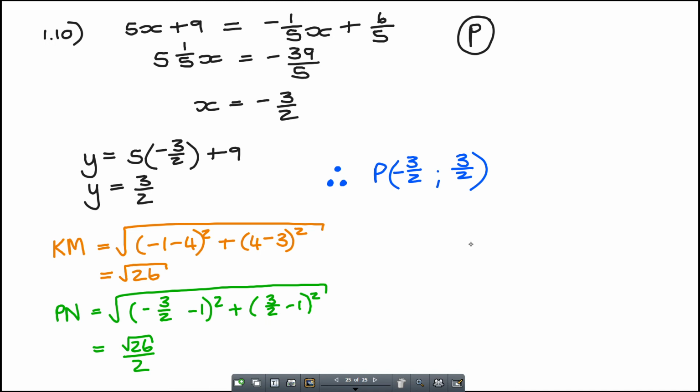Okay, en nou van daar af kan jy gaan sê, dis Km gaan wees equal to 2 times Pn. Want as ek hierdie gaan maal met 2, sien jy gaan ek net kry wortel 26, nee? Right, so that's why I could say that Km will be 2 times Pn. Any questions?